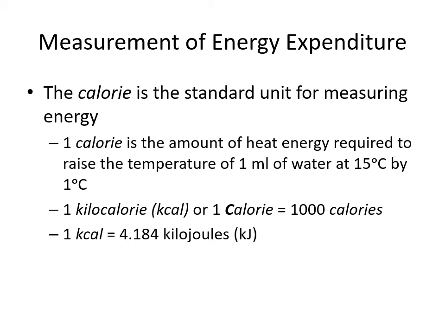So we actually use kilocalories, or calories with a capital C, which is actually 1,000 calories. This allows us to, in essence, just cut 3 zeros off the end of the numbers and put a lot more manageable numbers on our food labels.